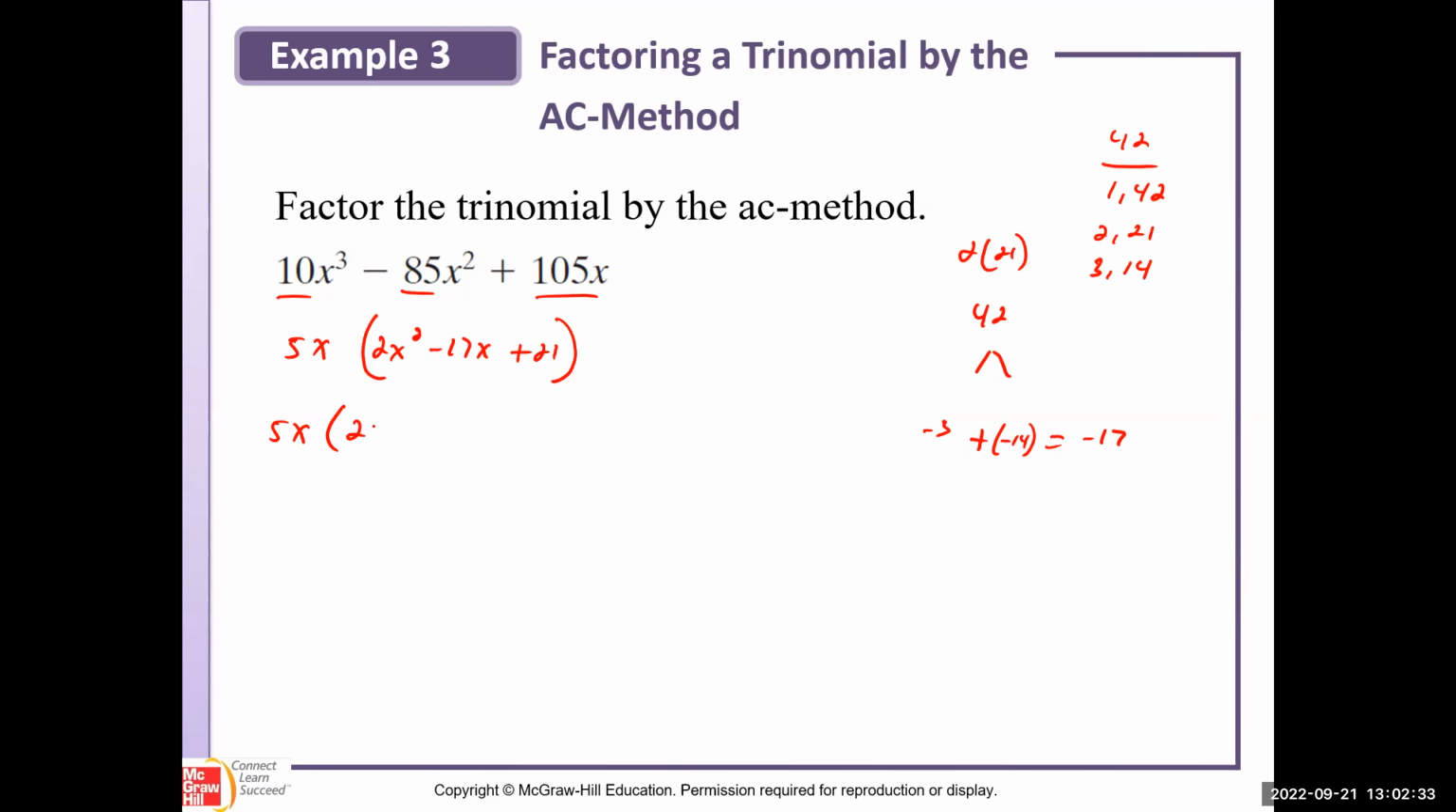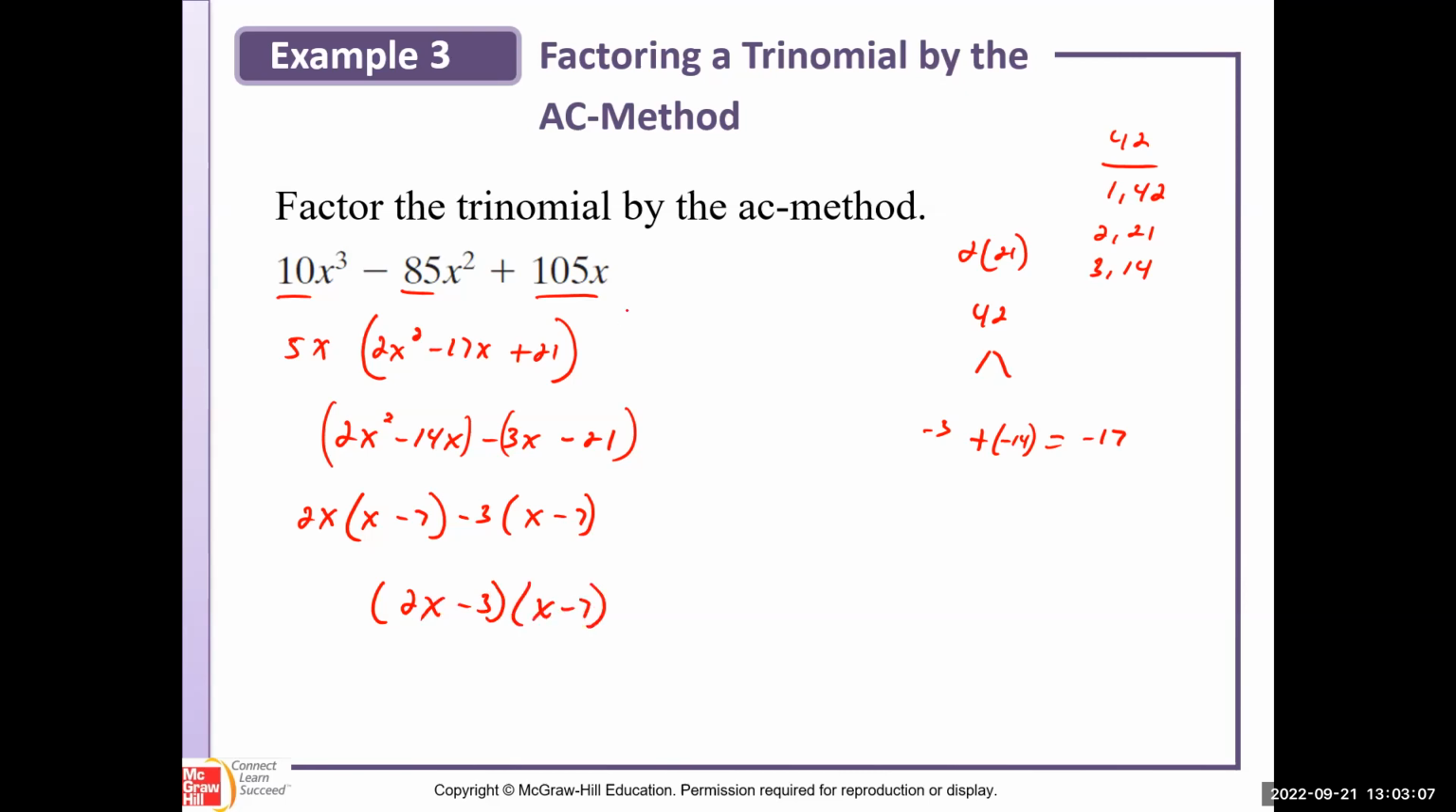And so here I'm going to write it without the 5x right now. It's going to be 2x squared minus 14x minus 3x plus 21. I'm going to pair these up. Since that's a negative, this one's going to turn into a negative. So here I can factor out a 2x, which is going to be x minus 7. Here I can factor out a 3, which is going to be x minus 7, which is exactly what I need.